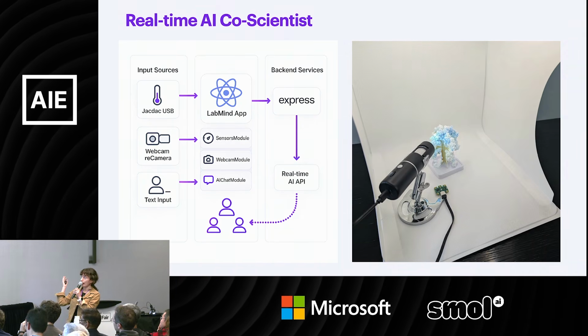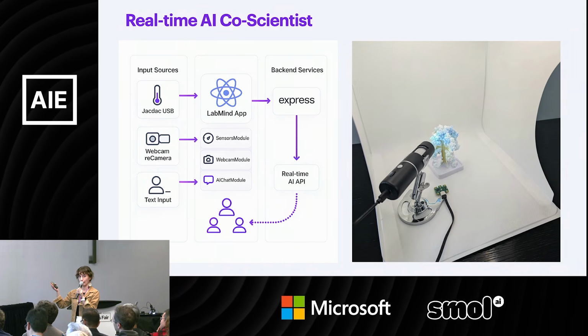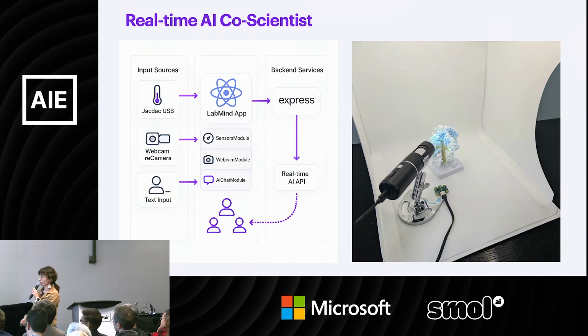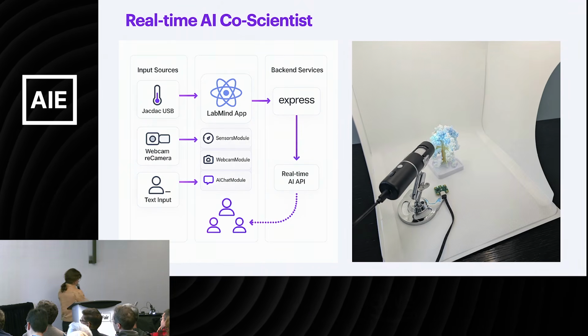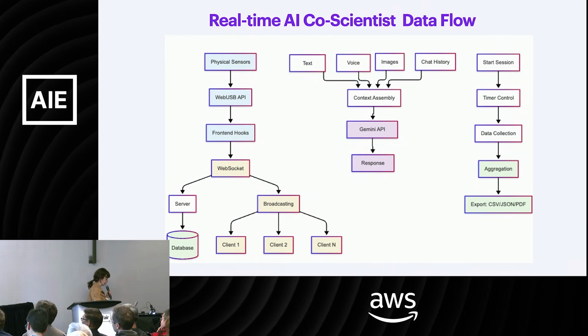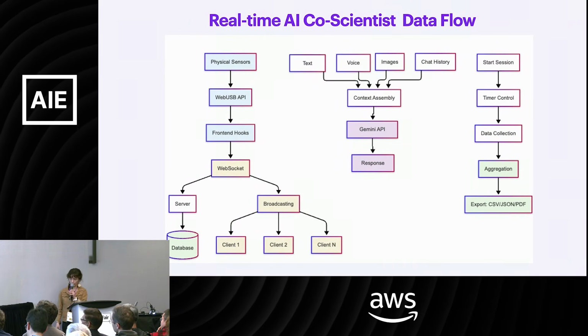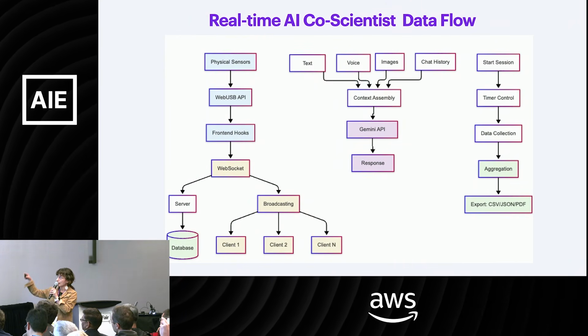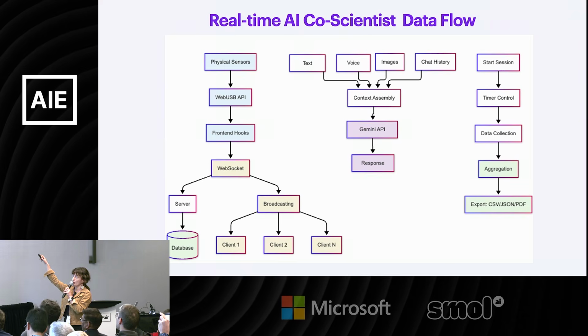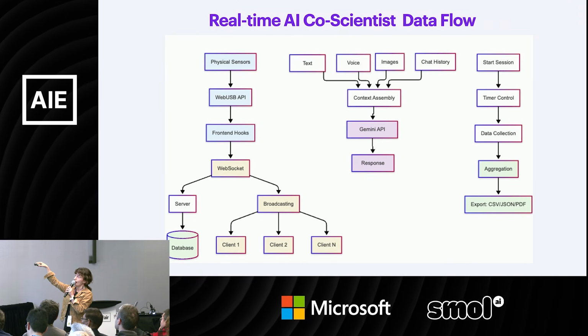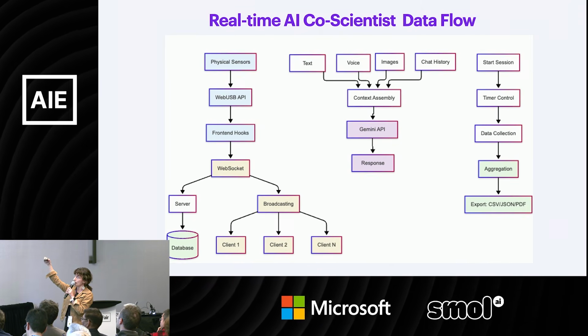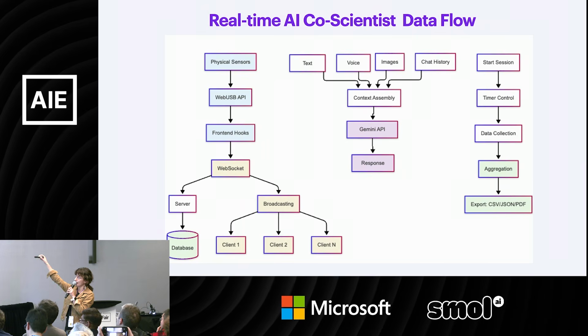And that gets sent to a backend, which communicates with the real-time AI API. I use Gemini in this case. This is the information flow. So you have the physical sensors, and for the JAG-DAC, I'm actually using the Web USB API. That goes to the front-end hooks, which get pulled by the context assembly.